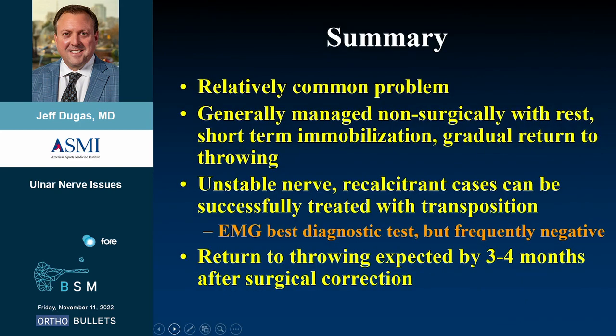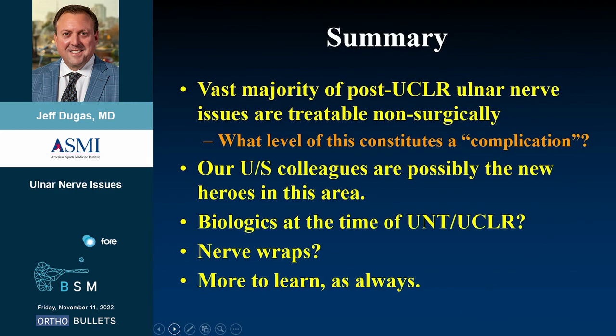So in summary, it's a relatively common problem. Generally, managing non-surgically with rest is the way to go. The unstable nerve and the recalcitrant cases can be treated with transposition. And usually they're back in 3 to 4 months. The vast majority of reconstructed ulnar nerve issues are treatable non-surgically, and I think we really need to consider what constitutes a complication in that regard. Our ultrasound colleagues are possibly our best new heroes in this area. Biologics, nerve wraps, things like that, I think, as always, we have a lot to learn, and maybe there's some role for those things in the future.